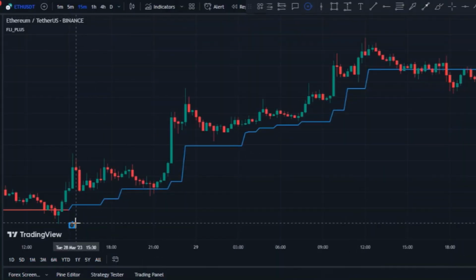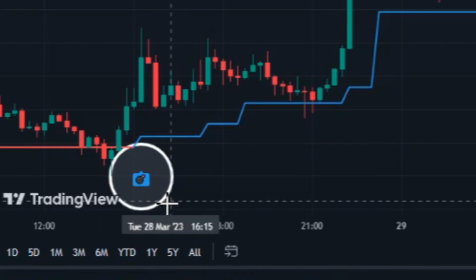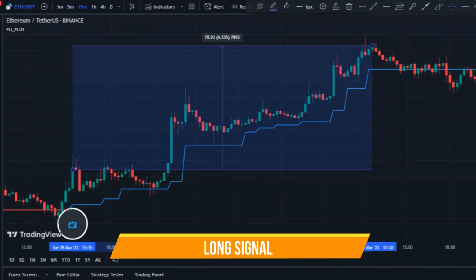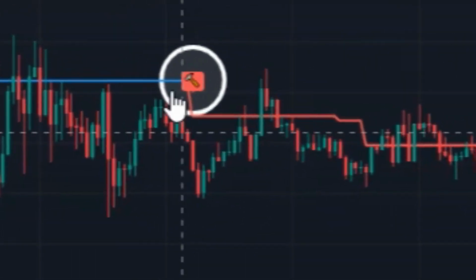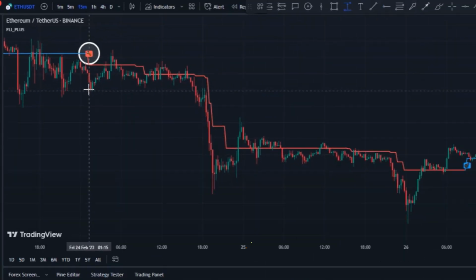So if you see this icon underneath the candlestick, it implies that a long signal has been triggered and you can execute a long trade. Conversely, if you notice the icon above the candlestick, it indicates a short signal has been active and you can initiate a short trade.